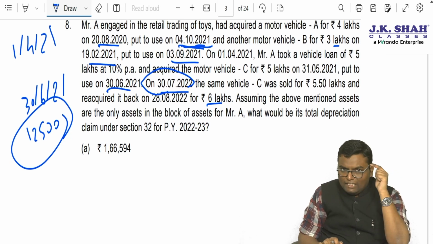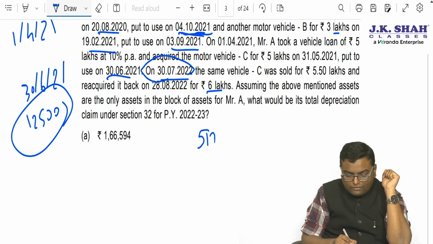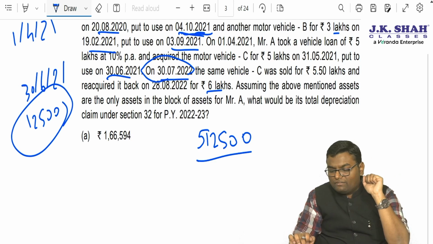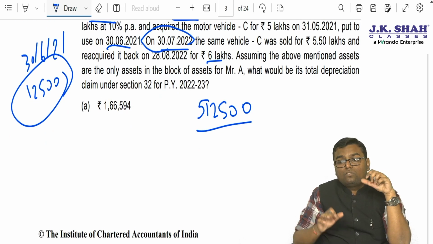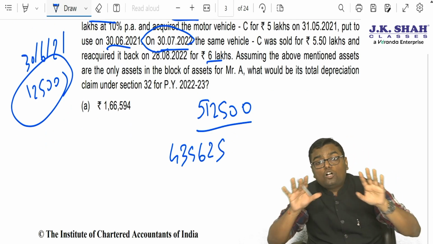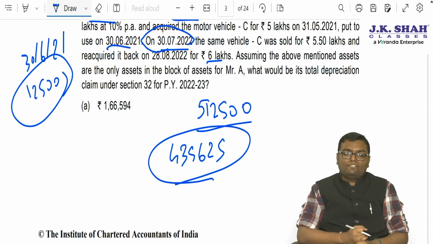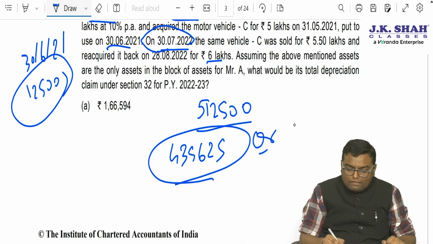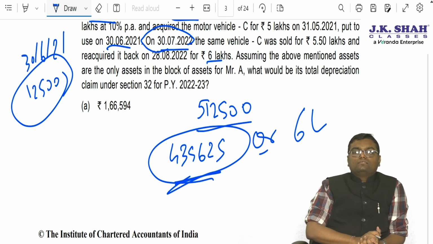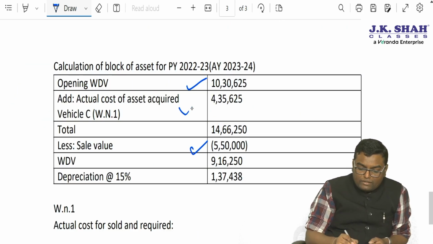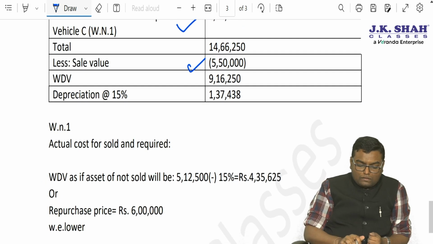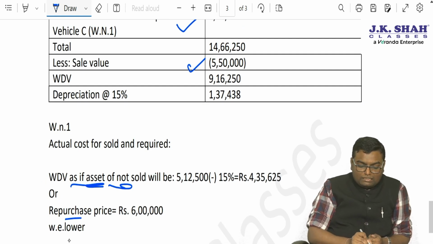Now see, for vehicle C, the actual cost for me was 5,12,500. That was used for 21-22, so deduct 15% depreciation. So what is the WDV in 22-23 of this only asset? 4,35,625. If I had not sold it, then this would be the WDV in the block, 4,35,625. Or what is the reacquisition price? 6 lakh. Whichever is lower. What is lower in this? 4,35,625. Then this will be added in the block, 4,35,625. So whenever the asset is sold and reacquired, the actual cost is the WDV as if the asset is not sold, or the repurchase price, whichever is lower.